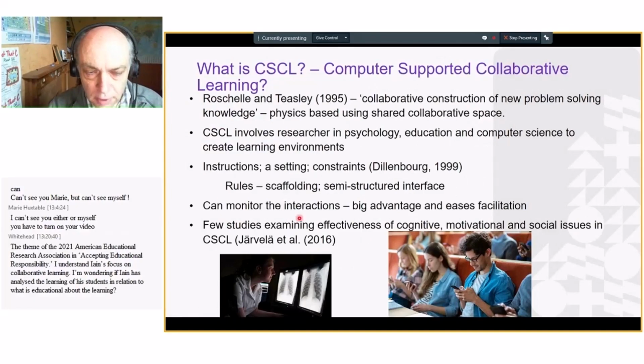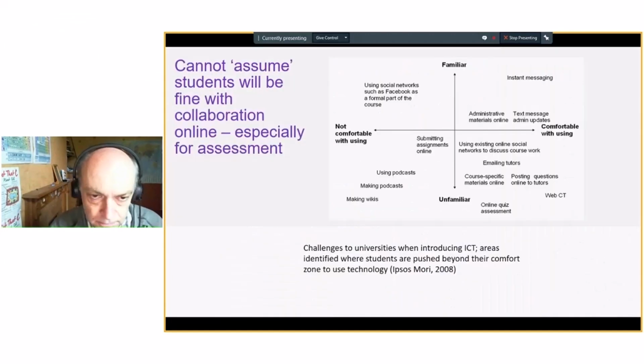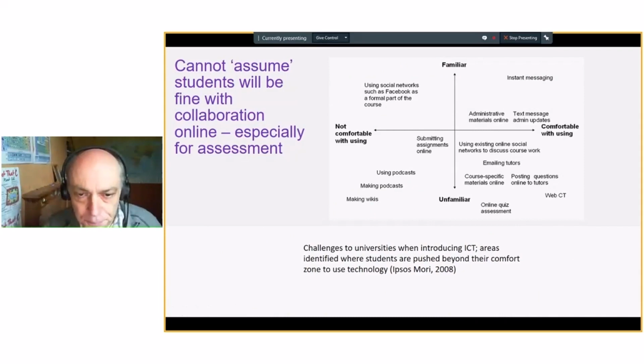There are a few studies examining the effectiveness of computer-supported collaborative learning in terms of the self-regulation of learning of students. That's an important area that's developing in momentum at the moment. This was something that worried me when I saw it when I was doing the initial readings for my studies.